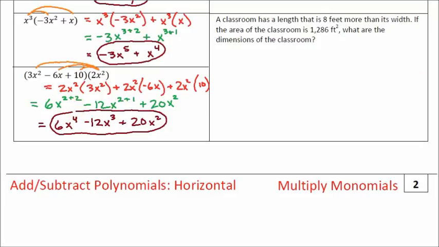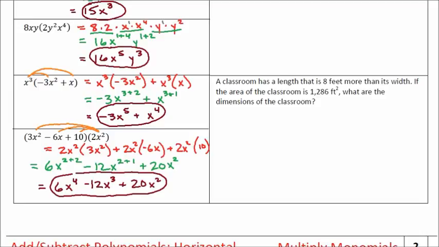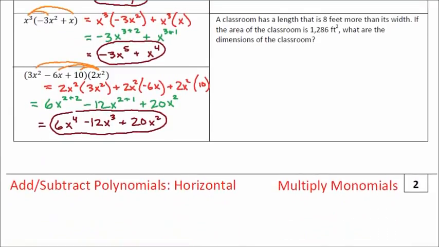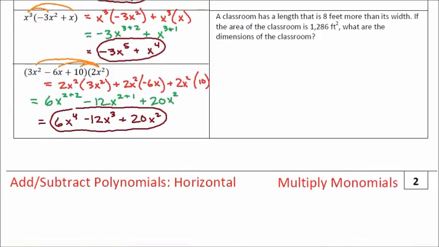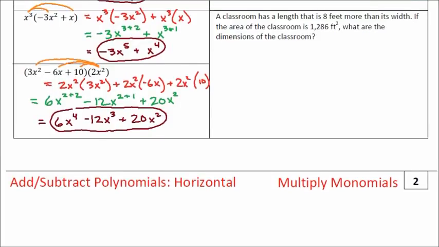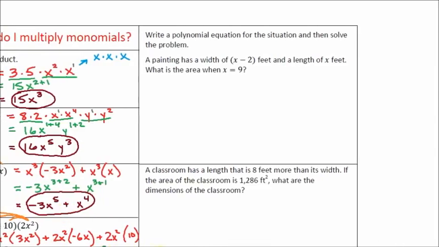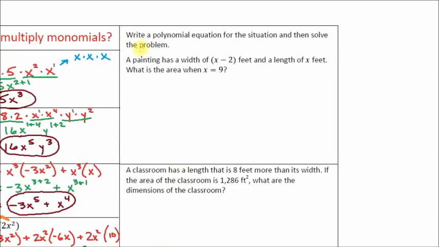In this case we did monomial times monomial, monomial times binomial, monomial times trinomial. You can see once you know the basic rules, it just takes a little bit longer, but it's the same process for every term. Alright, let's apply this to a word problem. This one's not a difficult one. Write a polynomial equation for the situation and then solve the problem.